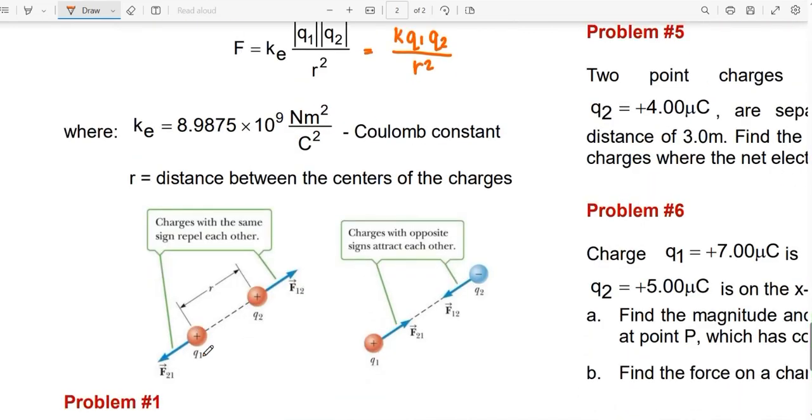So here, if this is Q1 and Q2 and they have the same charge, then they are going to repel each other. And if they have opposite charges, then they are going to be attracted to each other. So this is an attractive force, and here we have a repulsive force.